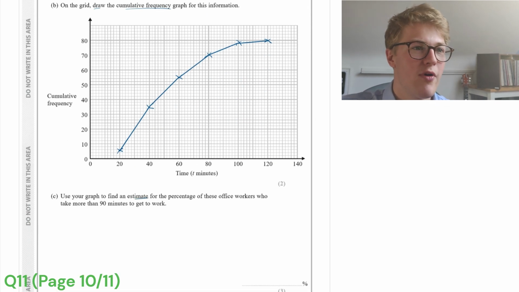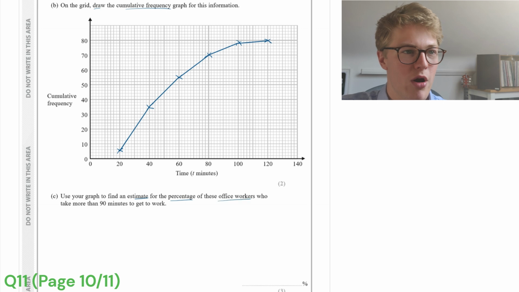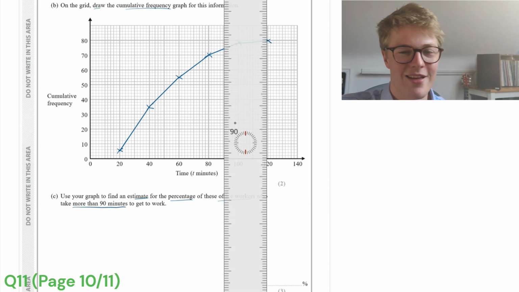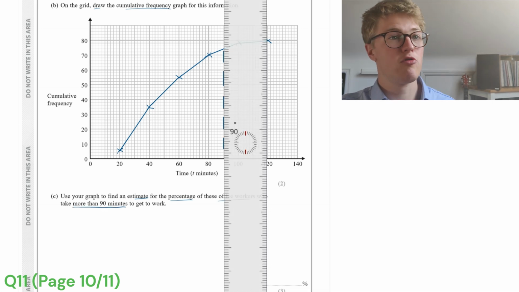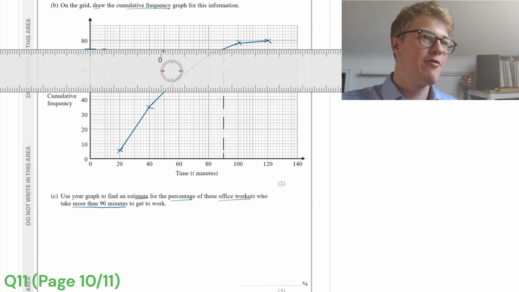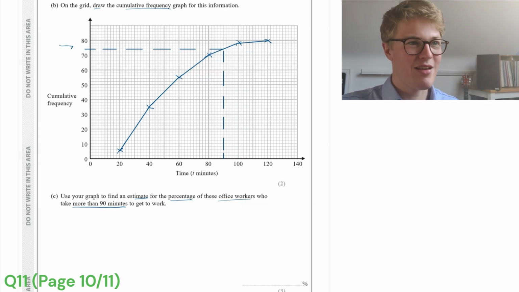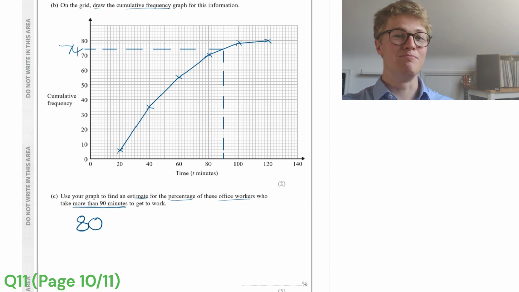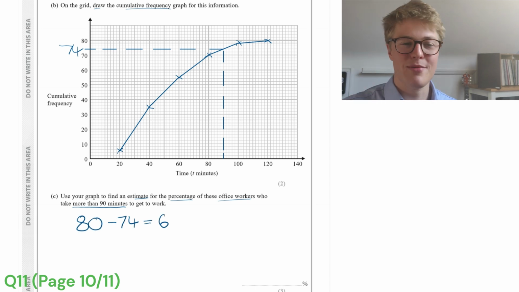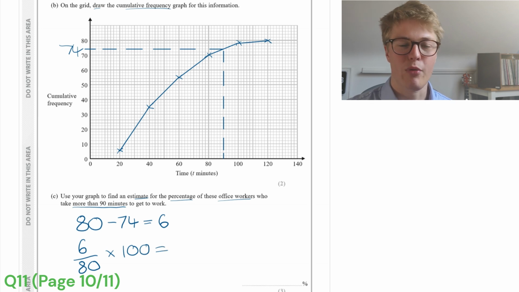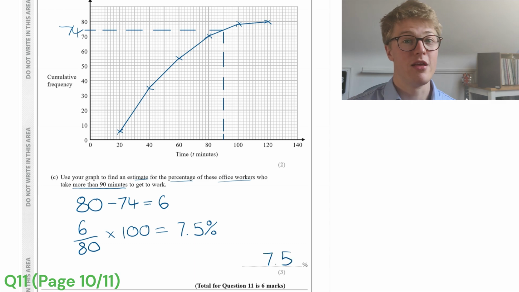Then use your graph to find an estimate for the percentage of these office workers who took more than 90 minutes to get to work. So we need to read off our graph here. So we go up from 90 and then off to the left, and we can see that the cumulative frequency is 74. We need to know the workers who take more than 90 minutes. So we do 80 minus 74 to get 6, then 6 divided by 80 times 100 to give us 7.5, because that gives us the percentage of the office workers who took more than 90 minutes to get to work.